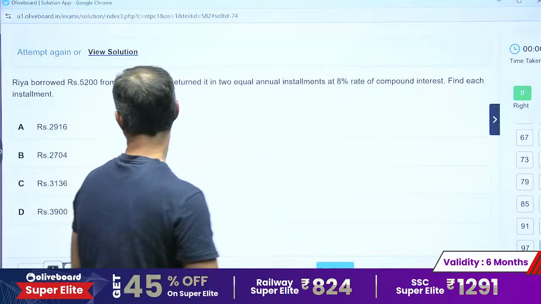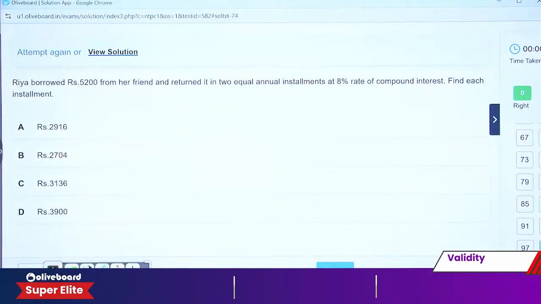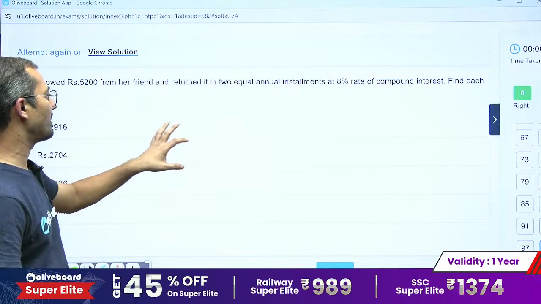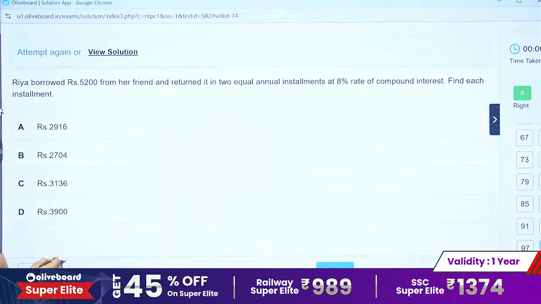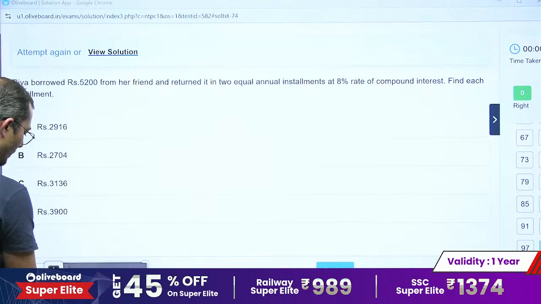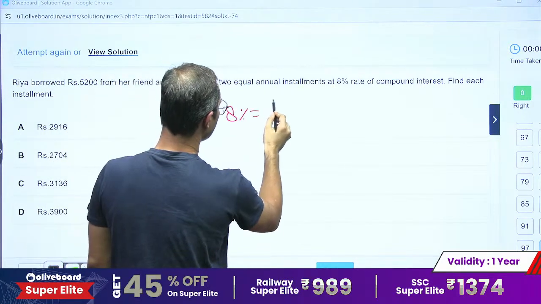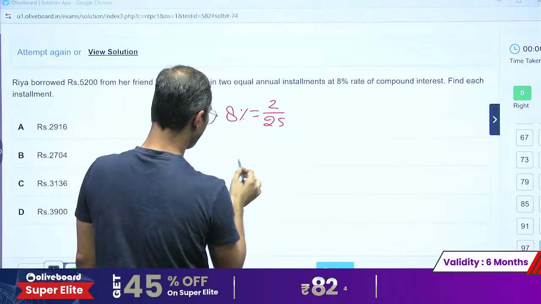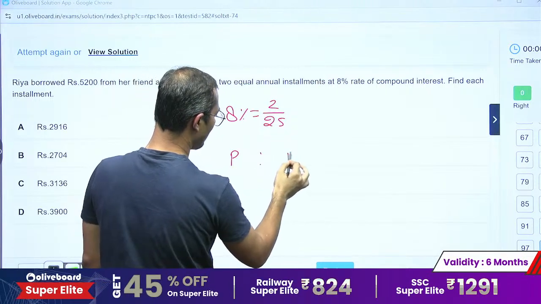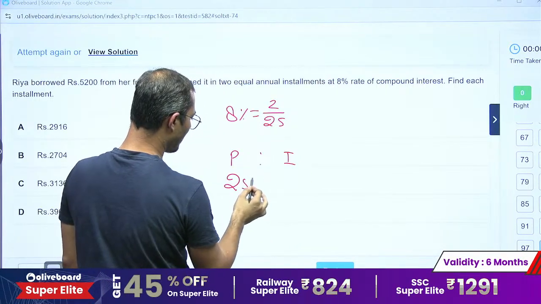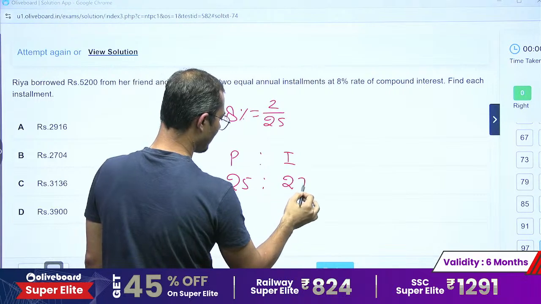See, Ria borrowed 5,200 from her friend and returned in 2 equal installments of 8%, right? 2 equal installments of 8%. So how we are going to do it? 8% is equal to 2 by 25, right? So we can say that principal and installment ratio, put like this: 25 plus 2, 27.